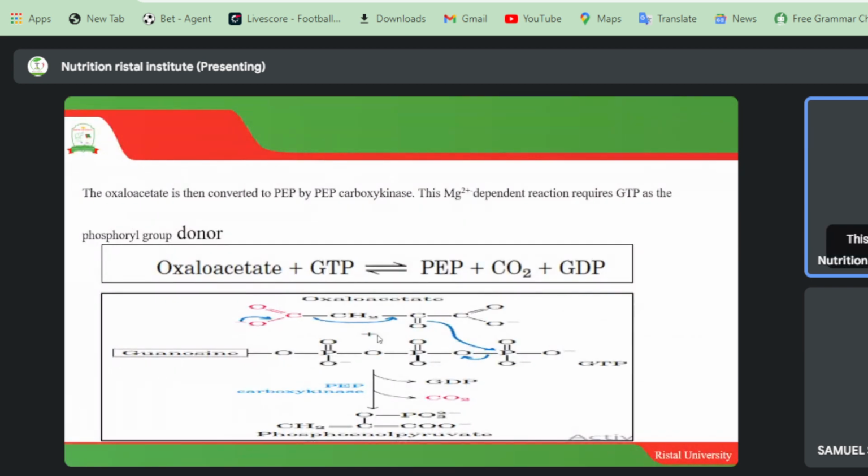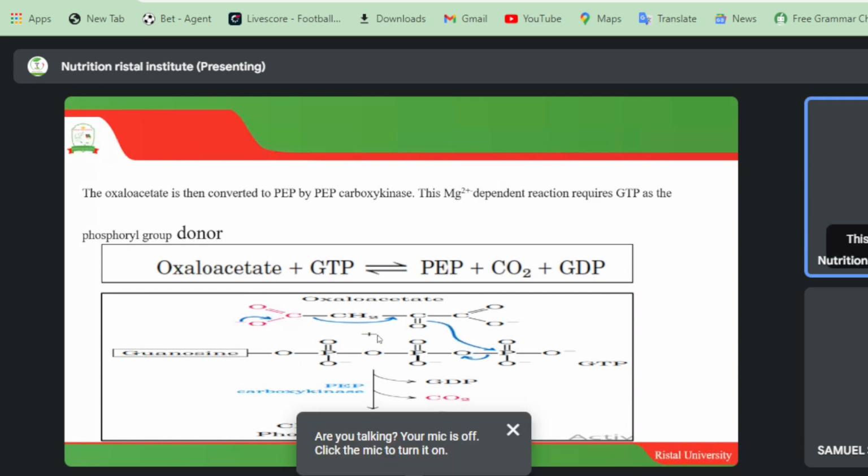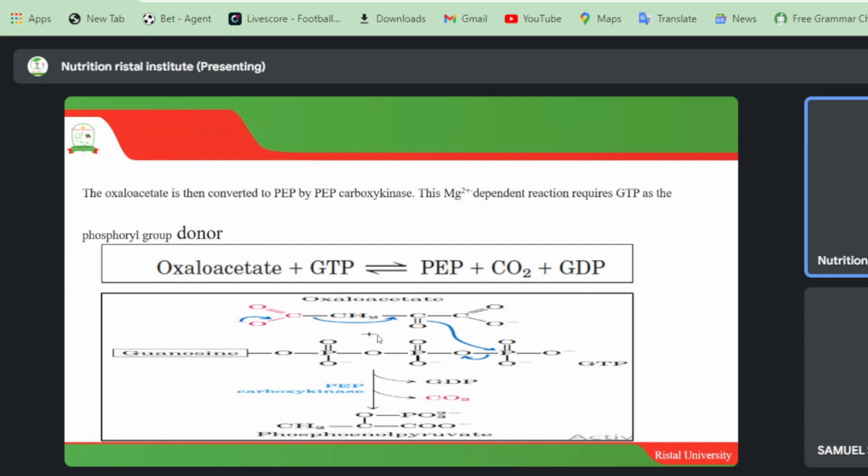The oxaloacetate here, after being transported into the cytosol, is then converted into PEP. PEP here is phosphoenolpyruvate, one of the intermediates in glycolysis, and this is the second last intermediate that is converted into pyruvate. So what happens is that the oxaloacetate here is converted into PEP by the action of the PEP carboxykinase enzyme.